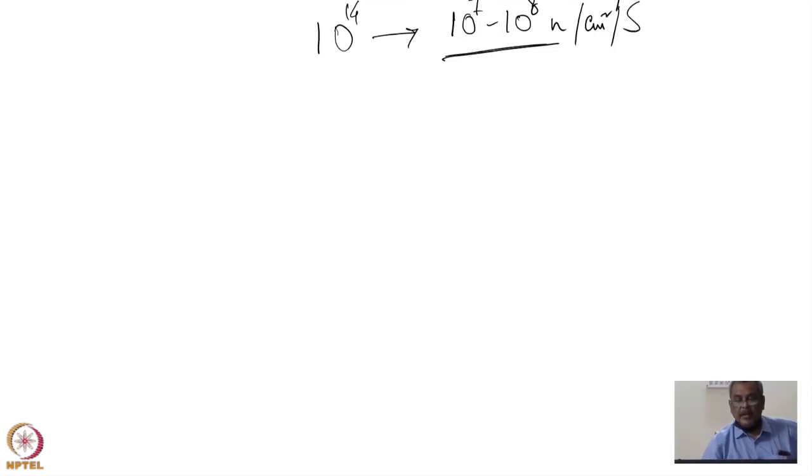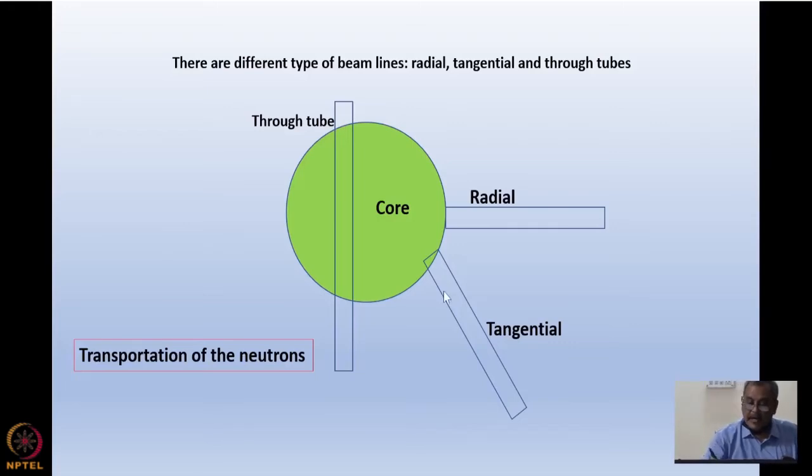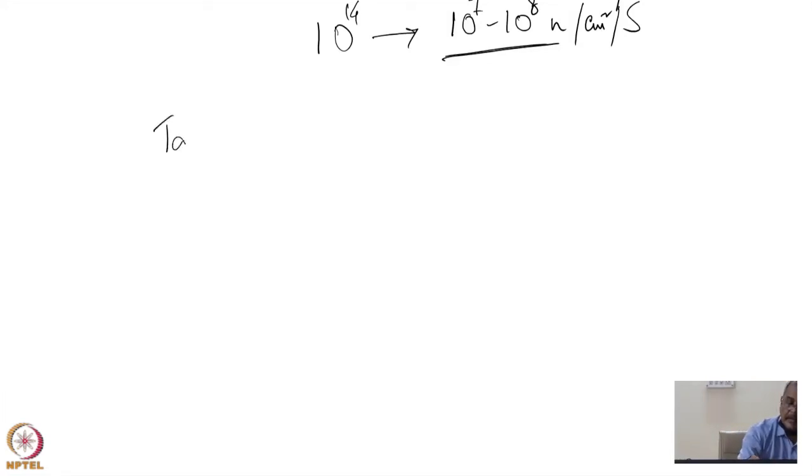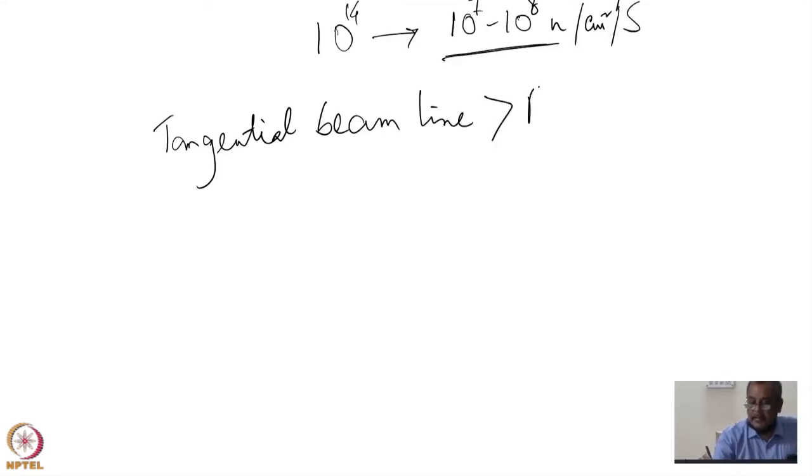Now the radial beam lines are the ones which look at the core radially. For example, this is the one. Whereas the tangential beam line looks at the core tangentially, and there is another kind of beam line known as through tube. The tube runs through the core. Now the fact remains that a tangential beam line is longer than a radial beam line. Then why should I make tangential beam lines?